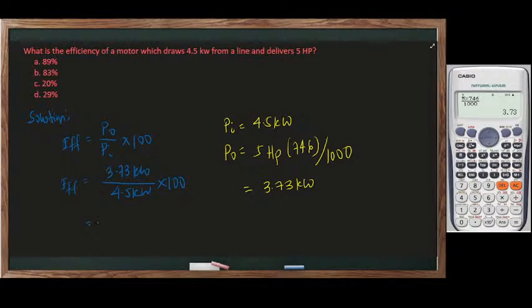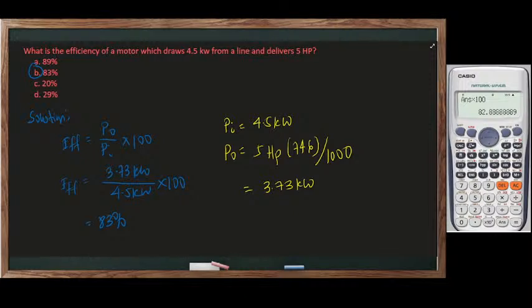So we have 3.73 over 4.5. 44.5 yung nasulat ko sa calculator. Yan. Then times 100, no? Okay, so the correct answer is 82.8 or equal to 83%. So yung correct answer is letter B, no? Letter B.